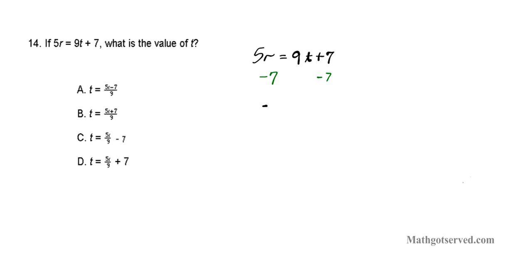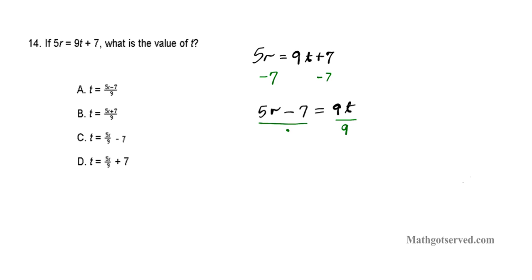Alright, and then we'll subtract 7 from both sides. We'll have 5r minus 7 equals 9t. And then to isolate t, we're going to divide both sides by 9.